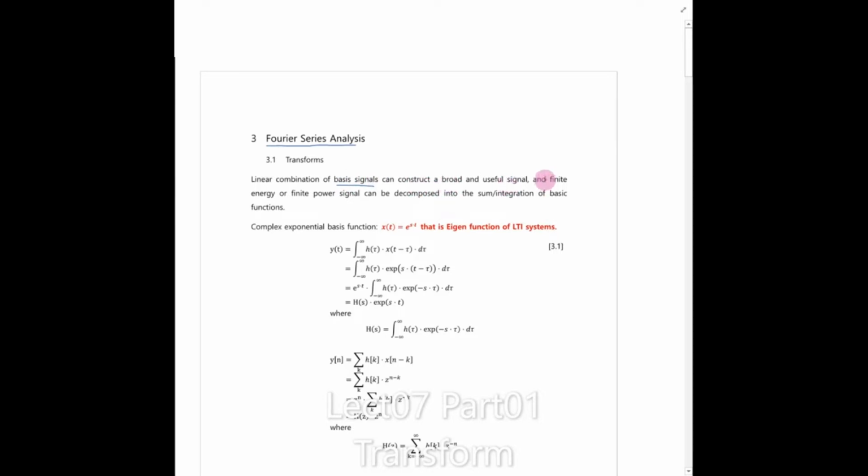And finite energy and finite power signals. Finite means integrable signals can be decomposed. The combination can be explained by summation or integration, so that is hidden here. The integration or summation should be possible, giving finite energy or finite power. The keyword is finite. That means integrable or summable signals can be decomposed into the sum or integration of basic functions. So here it says the same thing.